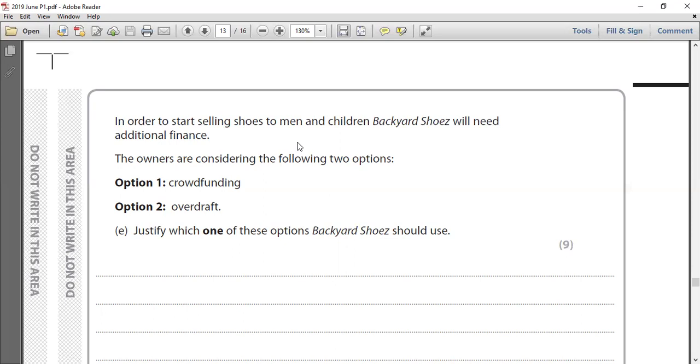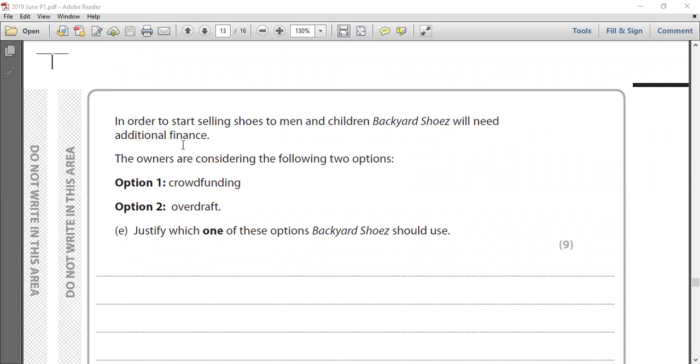Now the case study for this question was Backyard Shoez. This is a June 2021 question, one of the recent papers. Paper 1, Backyard Shoez is a small business in Kenya selling shoes and handbags especially for ladies right now. They want to increase their market segment into men's and children's also. So in order to introduce a new product range for this market category, they need more money, more finance in this case.